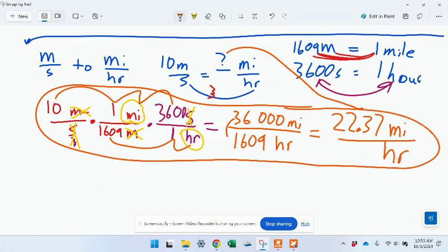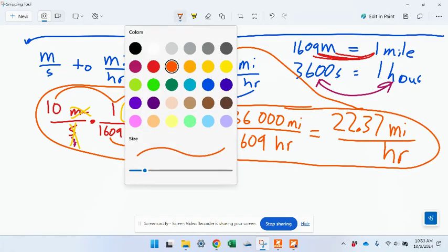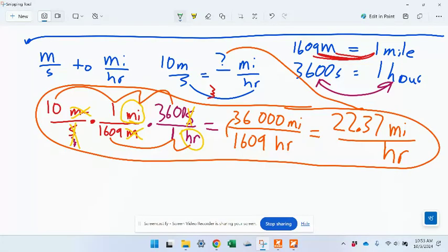What I'm really looking for is I'm really looking to see units getting circled and units getting canceled. This would be to get that full credit on this. I need to see units getting canceled and units getting circled.